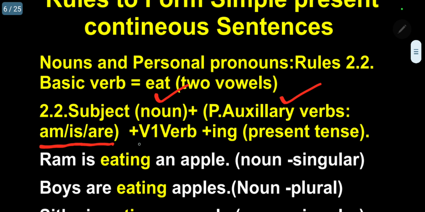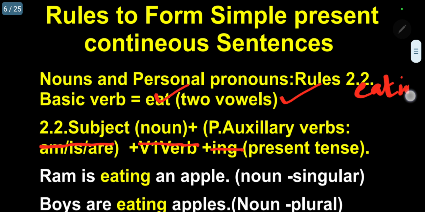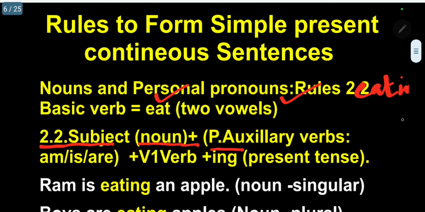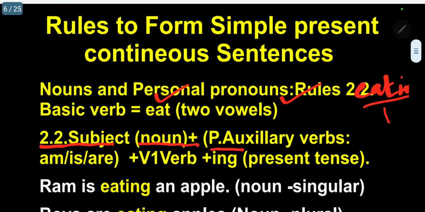Then the basic verb is V1. Example in this case, eat. Now, when you want to convert into simple present continuous, I am adding ing to the main verb V1. We'll call it the V-ing form, that is eating.